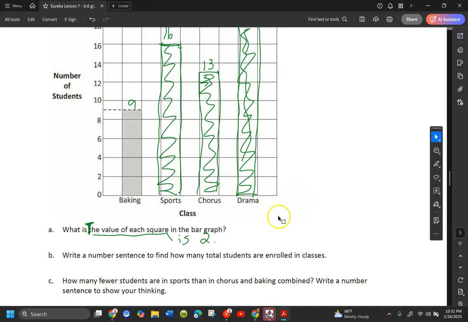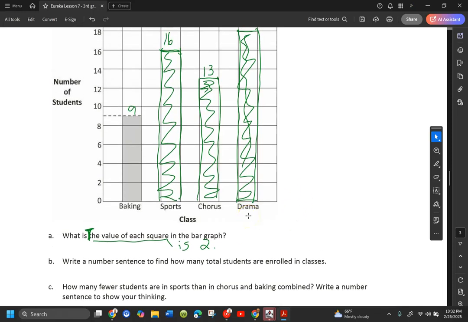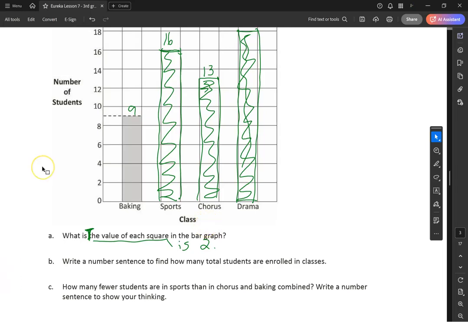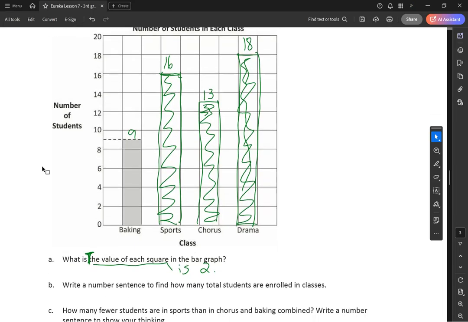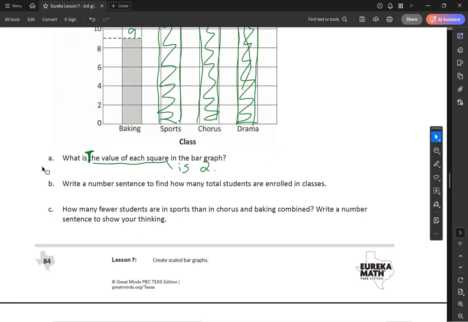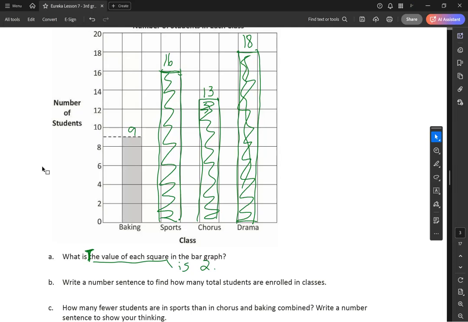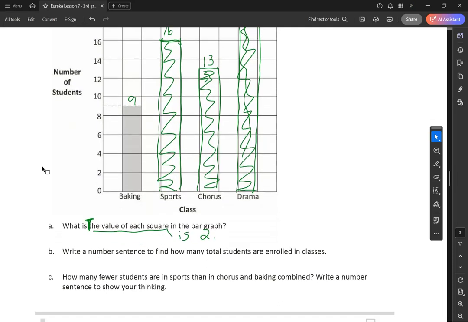B. Write a number sentence to find how many total students are enrolled in classes. Okay, so they want to know how many total students. Well, there are 2 different ways to do this, depending on how you want to do it. You can take all the numbers and add them together.